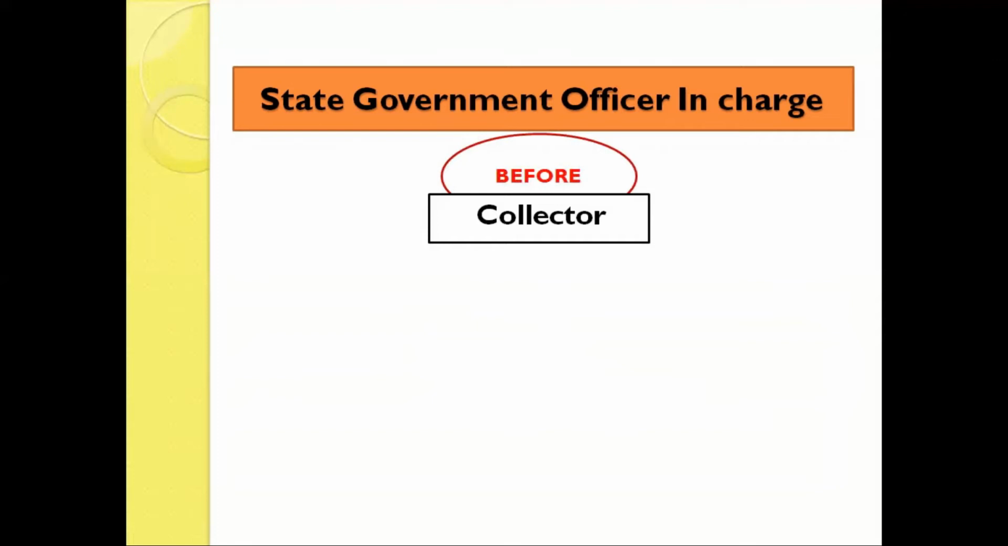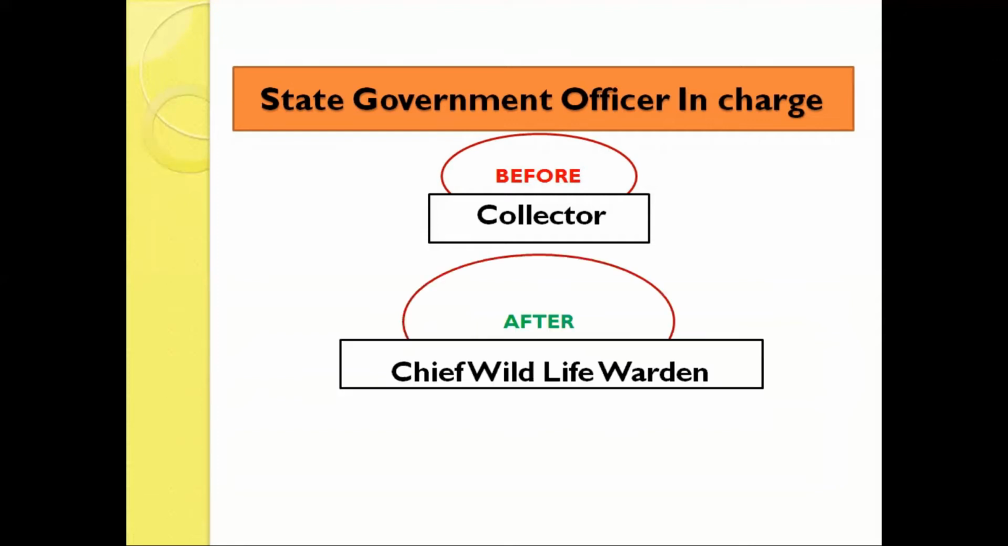Then later, after the protected area has been declared as a national park or wildlife sanctuary, the state government will appoint the chief wildlife warden, who is the authorized person in charge of taking care of and managing the national park and the wildlife sanctuary. Therefore, these are the two main officials in charge appointed by the state government. One is before the area is officially declared, that is the collector, and the other is after the area has been officially declared as a national park or wildlife sanctuary, and the person in charge is the chief wildlife warden.